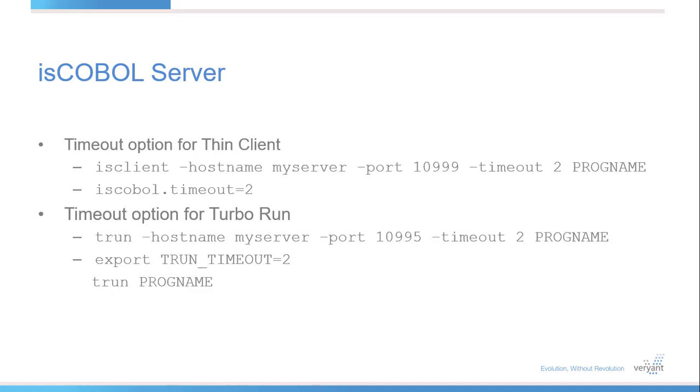Now that same setting has been added to Turbo Run, which is a method to limit the startup time of the JVM when you need to run multiple runtime sessions in a sequence. You add timeout to your trun command line or trun_timeout to the environment in your trun scripts.